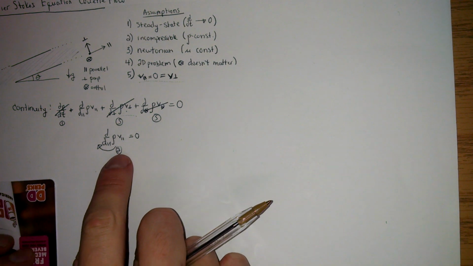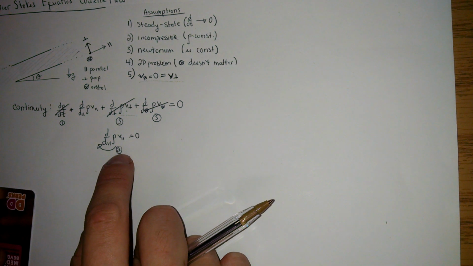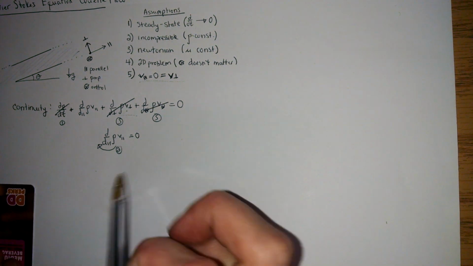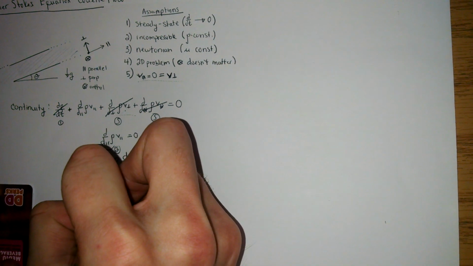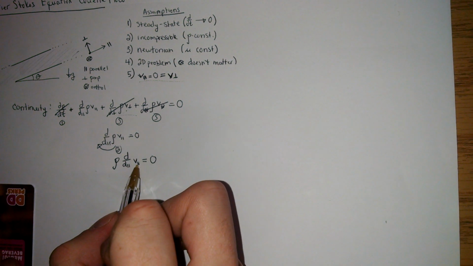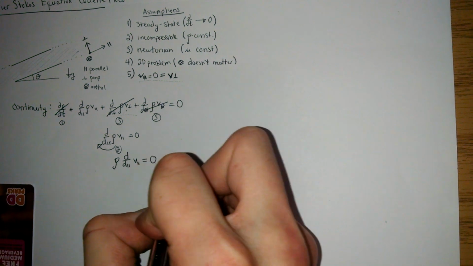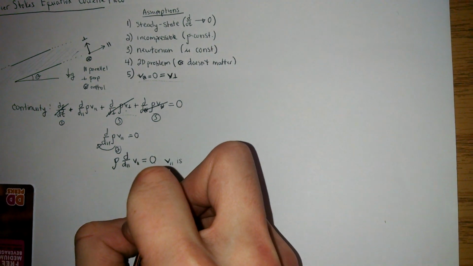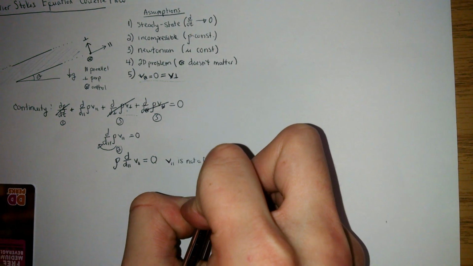Now, if you're working with compressible fluids, this isn't valid. You would typically have to use the product rule, and then things would get murkier from there. But since we've assumed this to be incompressible, we could pull it out, and then we get this. So, if the derivative of this velocity with respect to itself equals 0, we could tell that this velocity is not a function of its own coordinate.